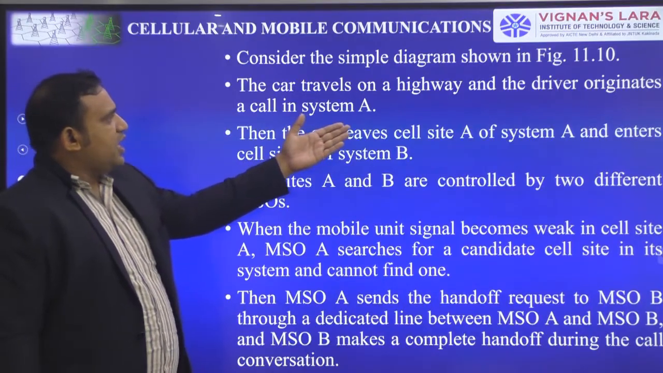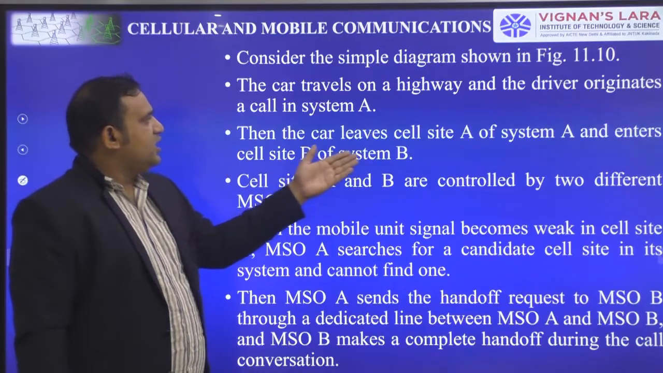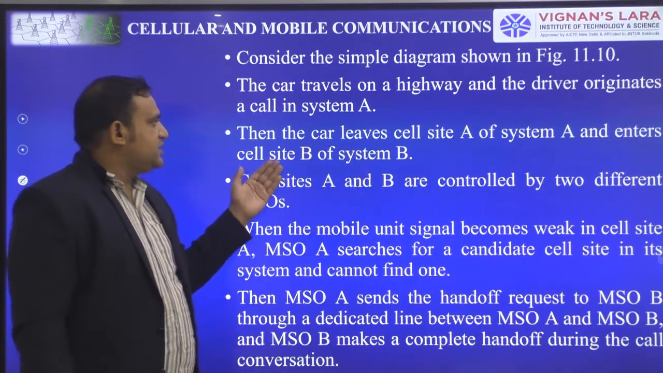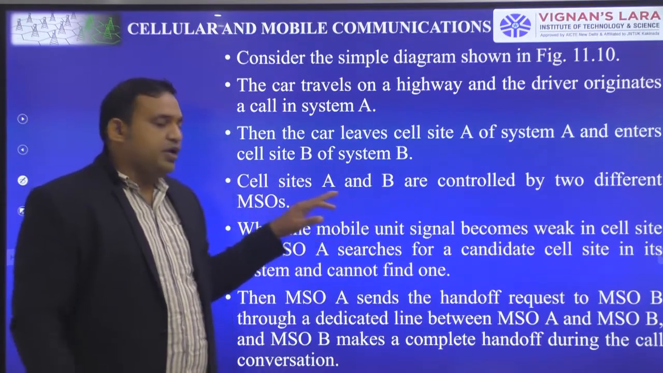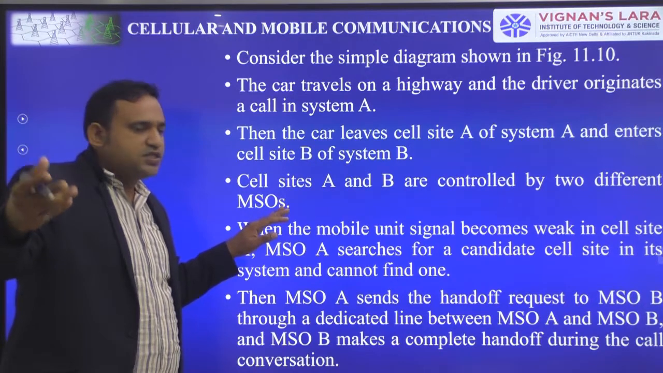The car travels on a highway and the driver originates a call in system A. Then the car leaves cell site A of system A and enters cell site B of system B. Cell site A and B are controlled by two different MSOs. One is Vodafone, one is Idea. Let's take an example for better understanding.